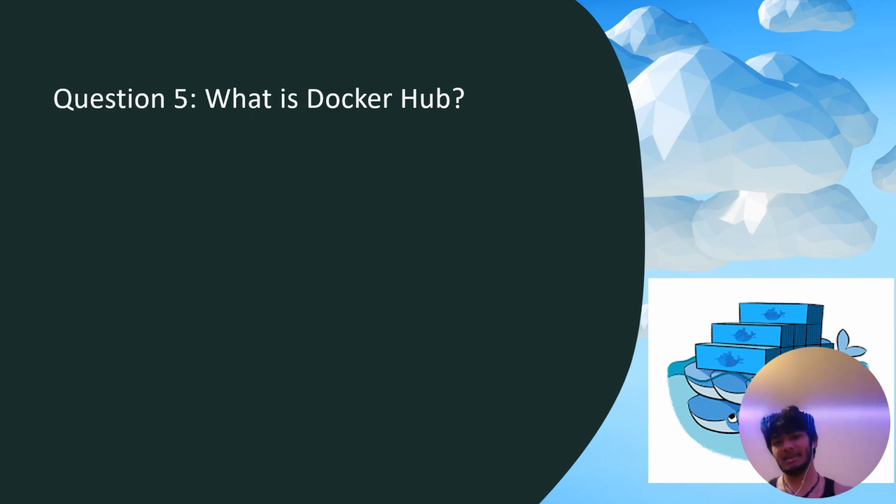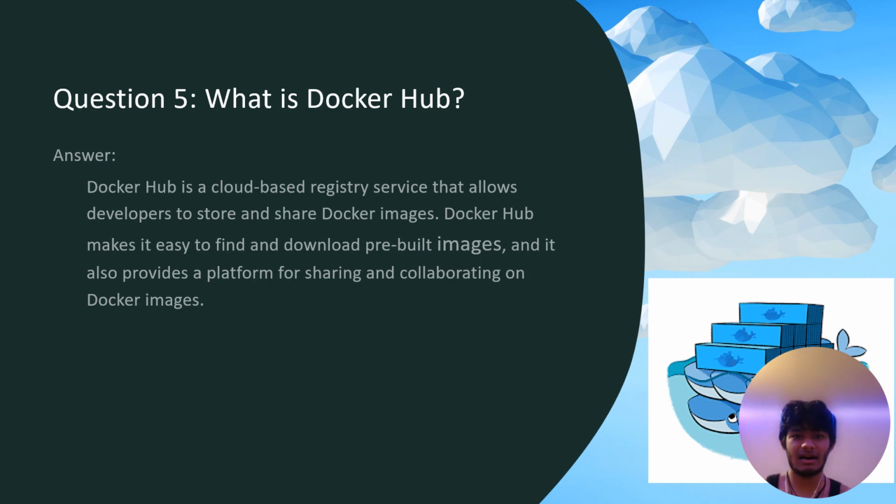Another question that may come up is, what is Docker Hub? Docker Hub is a cloud-based registry service that allows developers to store and share Docker images. Docker Hub makes it easy to find and download pre-built images, and it also provides a platform for sharing and collaborating on Docker images. Think of it like this: Docker Hub is like an online store for containers, which are like little packages that contain everything your application needs to run smoothly. It's a place where you can browse through a wide variety of containers like databases, web servers, and other popular software, and download them with just a few clicks.